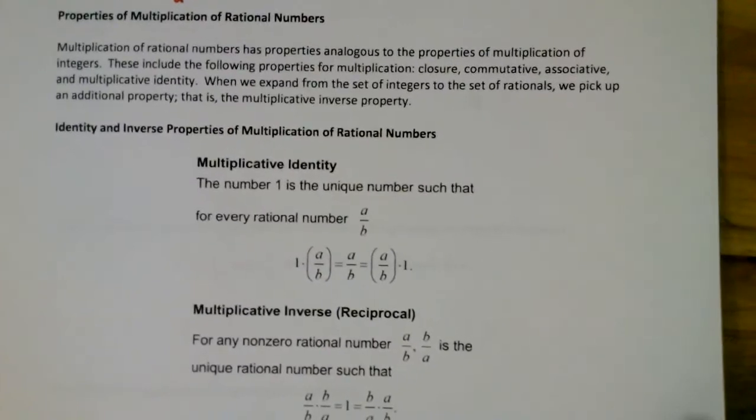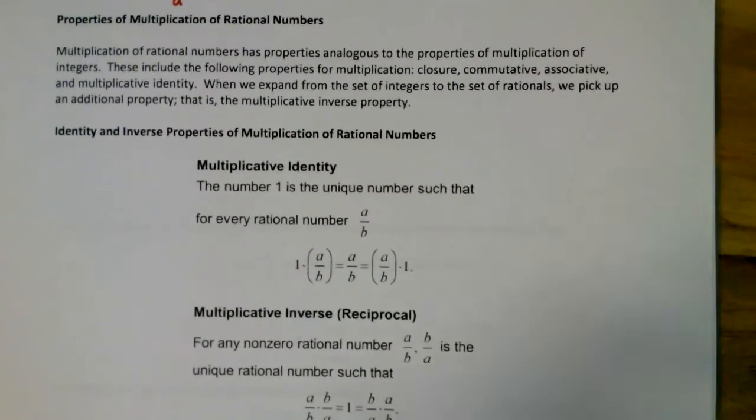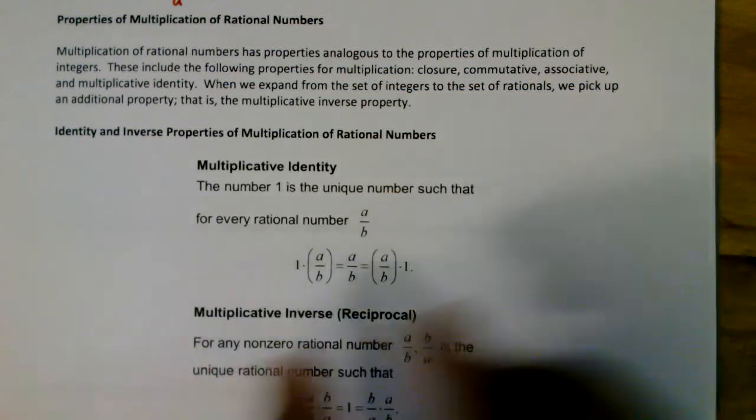All right, now let's look at some of the properties of multiplication of rational numbers. Multiplication of rational numbers have properties analogous to the properties of multiplication of integers. These include the following properties for multiplication: closure, commutative, associative, and multiplicative identity. Now, when we expand from the set of integers to the set of rationals, we pick up an additional property, that is the multiplicative inverse property.